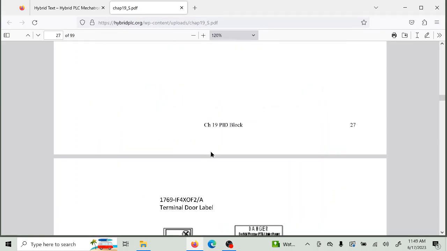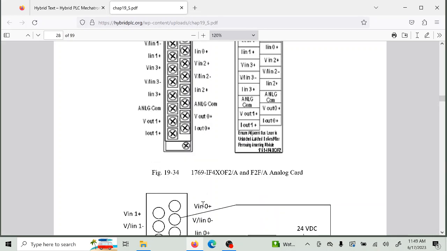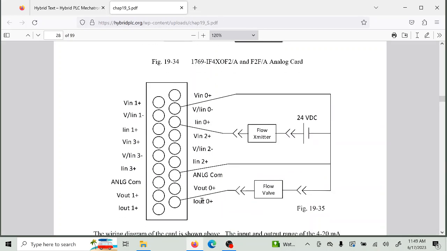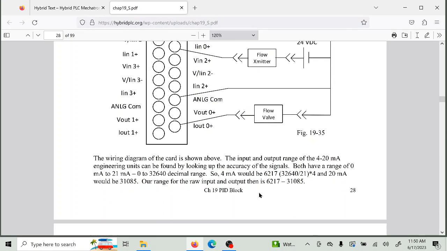And we had analog that we used for that flow. We used the CompactLogix processor, and we bought the Compact I/O, and we bought the combo card with in and out, which had 4 in and 2 out, and we calibrated those, and away we went. And this is the way we did it: flow transmitter and flow valve. We wired it all onto one card, and it worked.